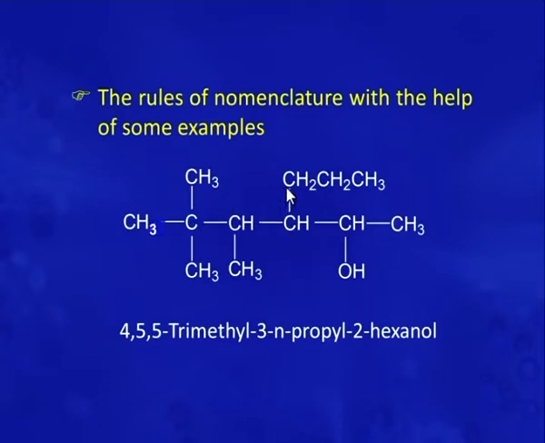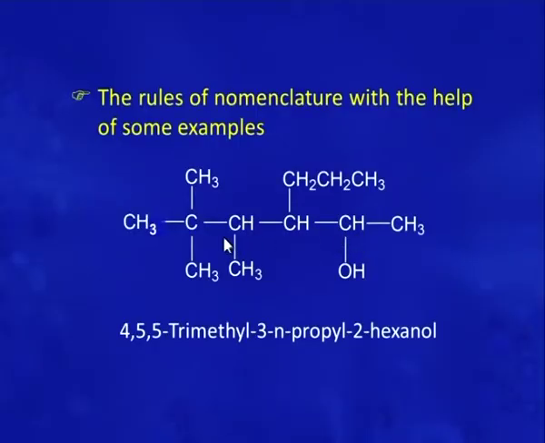What we have to do is take the hydroxy and then the maximum possible number of carbons in the carbon chain, and that is why the numbering of the molecule is done from this carbon. Position 3 gets a normal propyl group, positions 4 and 5 get 3 methyl groups. That is why the name 4,5,5 trimethyl 3 normal propyl 2-hexanol is the name given to this molecule.